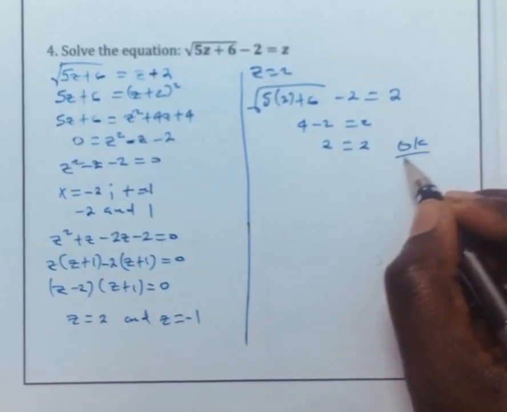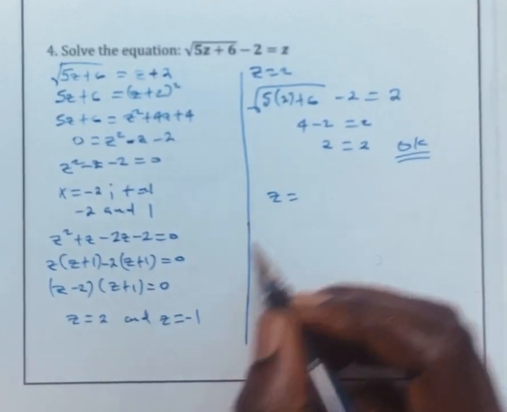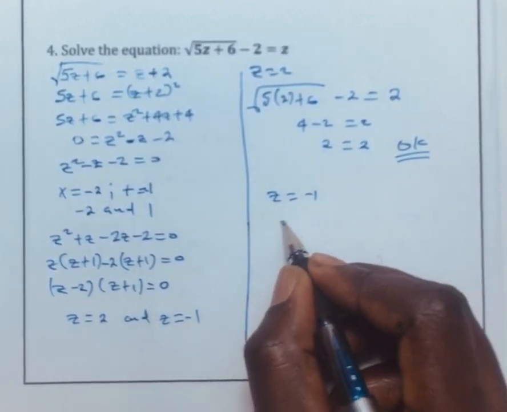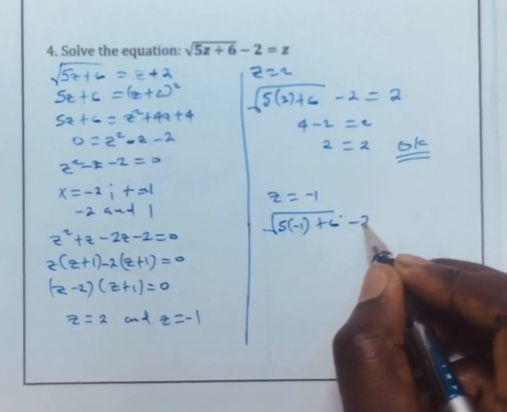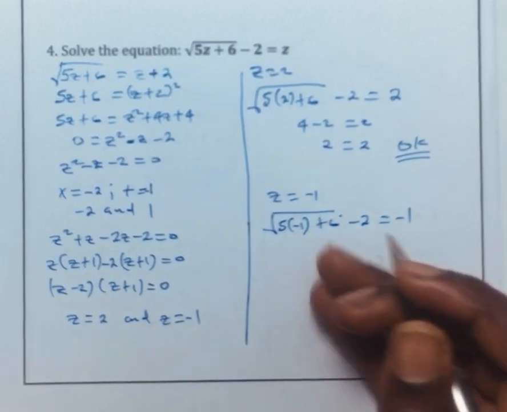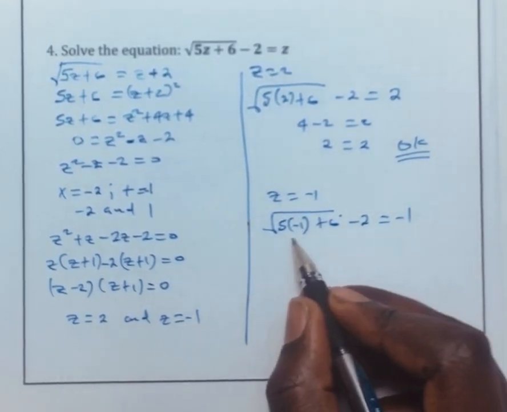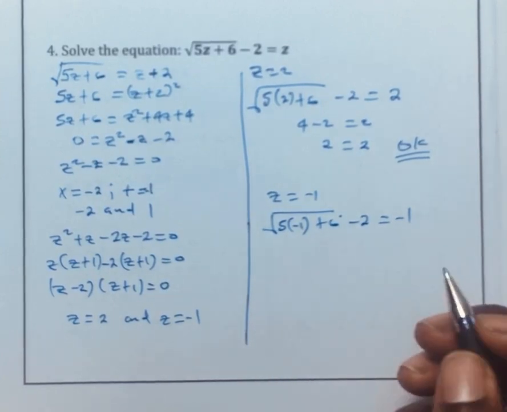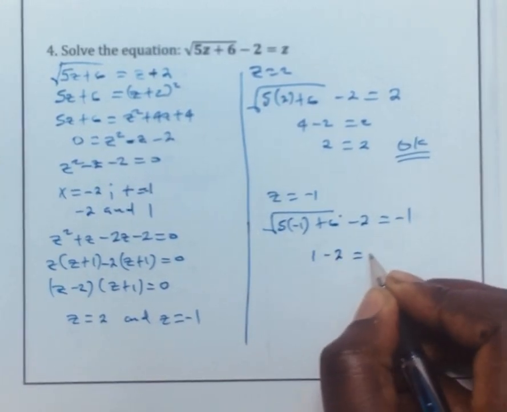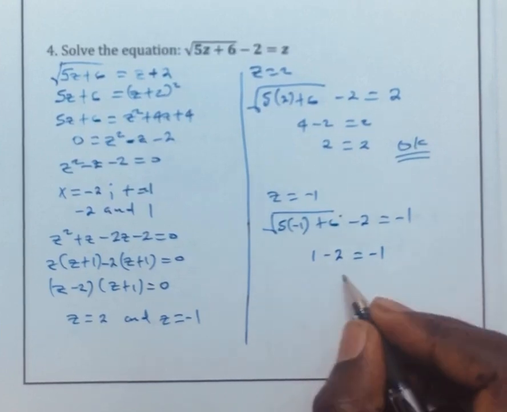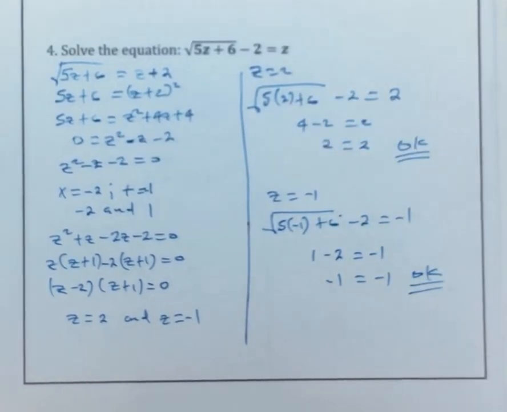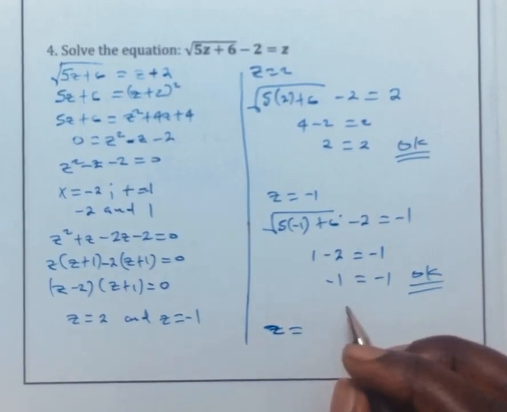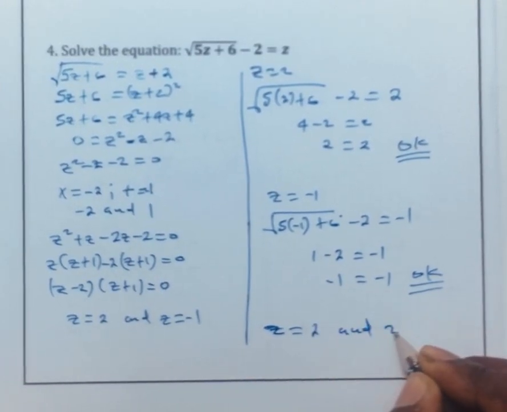So that is okay. Then when z is equal to -1, we'll have the root of 5 times -1 plus 6, minus 2, is equal to -1. So under the root we have -5 plus 6, that is root 1. So that is 1 minus 2 is equal to -1, and 1 minus 2 is actually -1. So that is also okay. So it means the equation has got two solutions: z is equal to 2 and z is equal to -1.